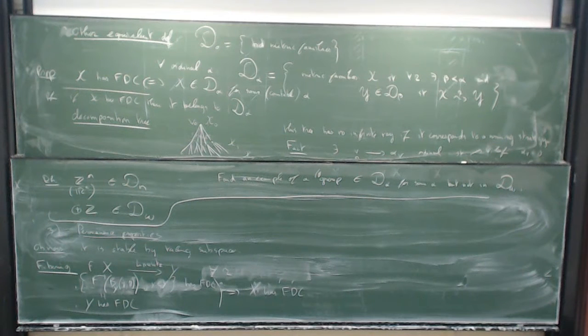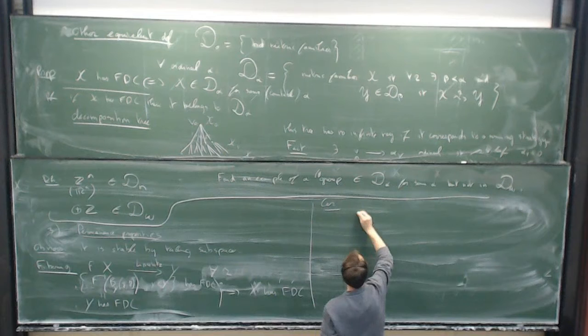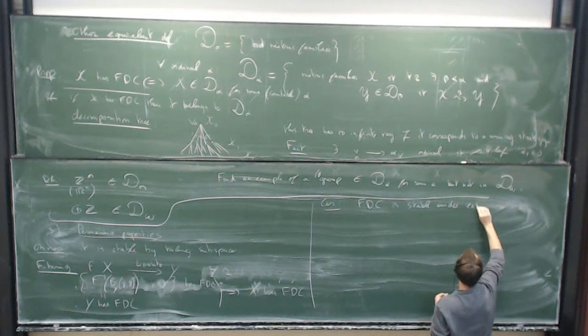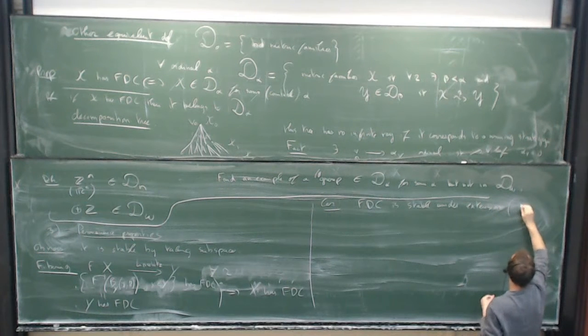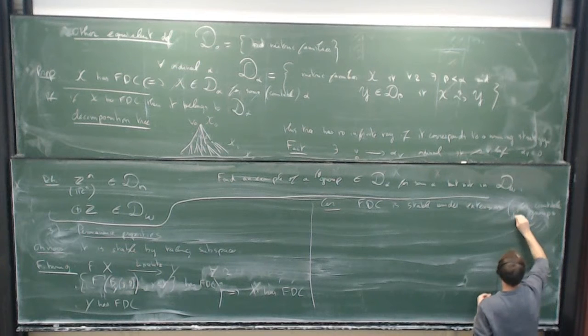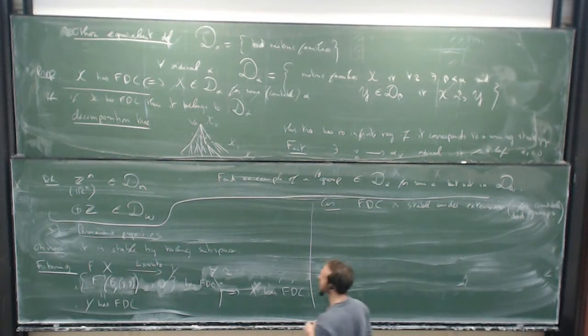So what it amounts to is concatenating the decomposition tree by adding decomposition trees of the pre-images of the balls of radius R at every leaf. You just add a tree at every leaf, corresponding to the decomposition strategies for the pre-images of balls. So this is easy, and as a direct corollary, we have that FDC is stable under extension, for finitely generated groups, if you want, or for countable groups.